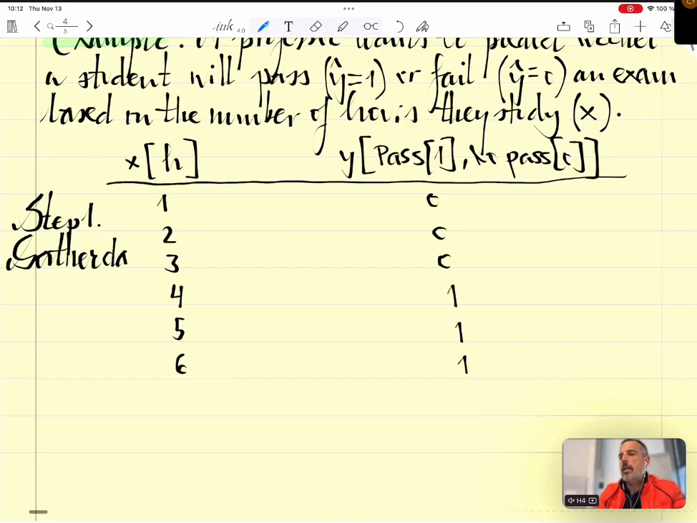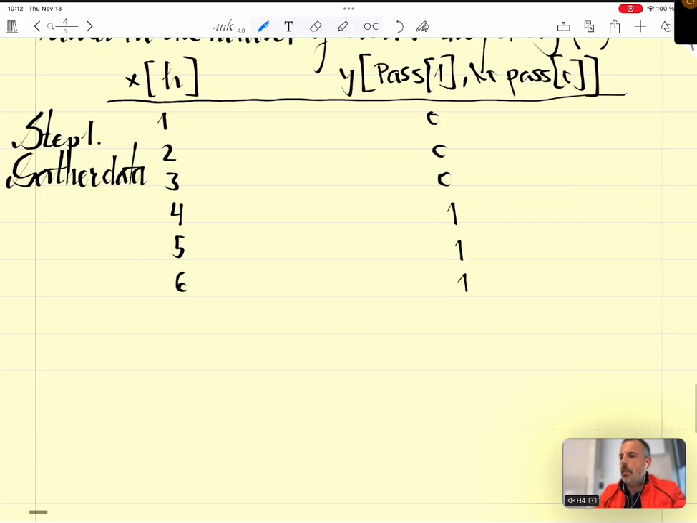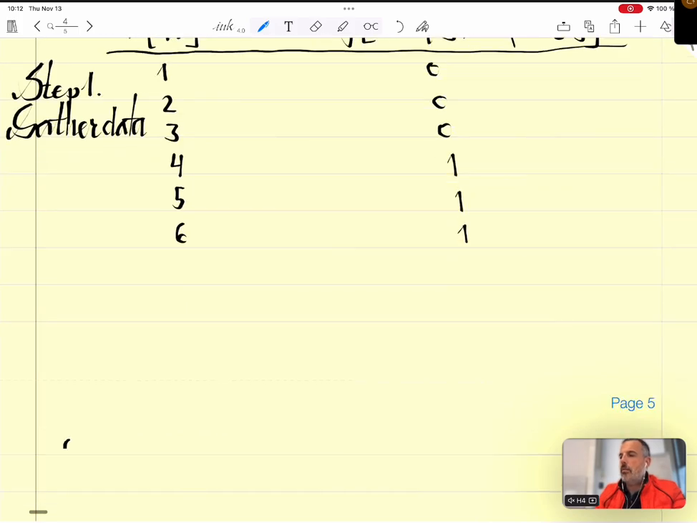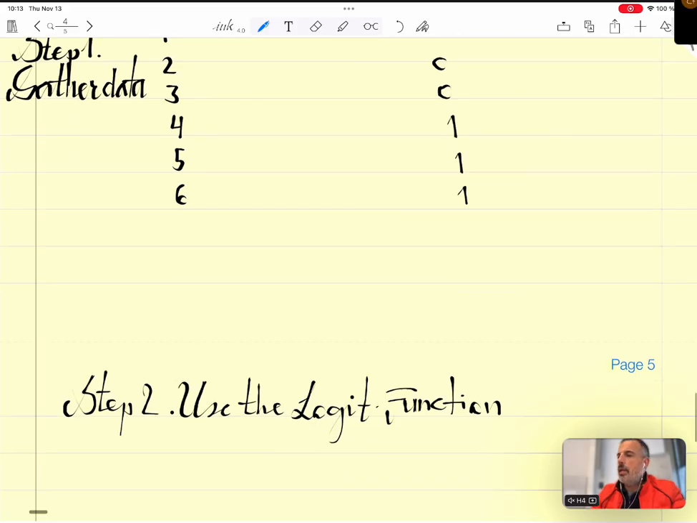Gather data, okay? So just like in the other one. Step 2. This is the new part, okay? Step 2. Use the so-called logit function to model the relationship.